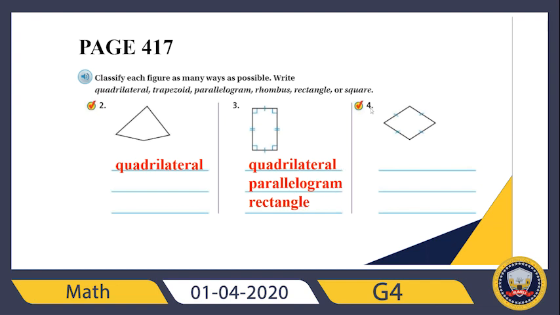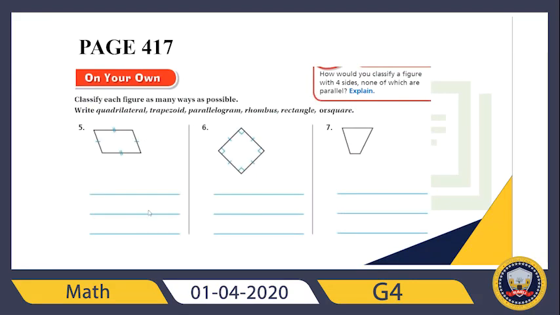So what about question 4? In this part, I can also write more than one name. I know it has 4 sides and 4 angles, so it's a quadrilateral. It's also a parallelogram because it has 2 pairs of equal lengths and 2 pairs of parallel line segments, right? And it's also an example of a rhombus. So we can give more than one name for a quadrilateral if it has a specific name.